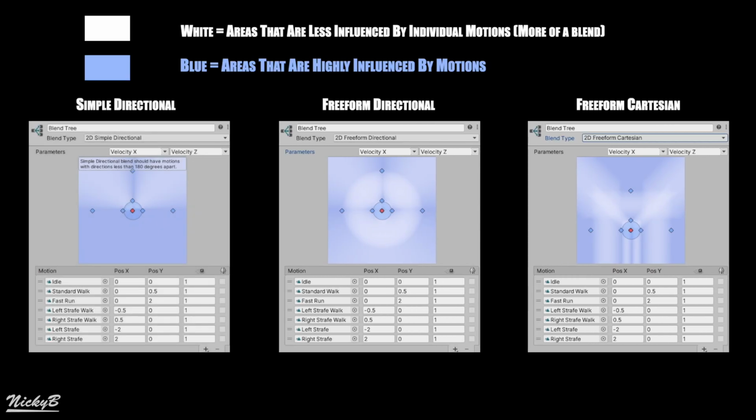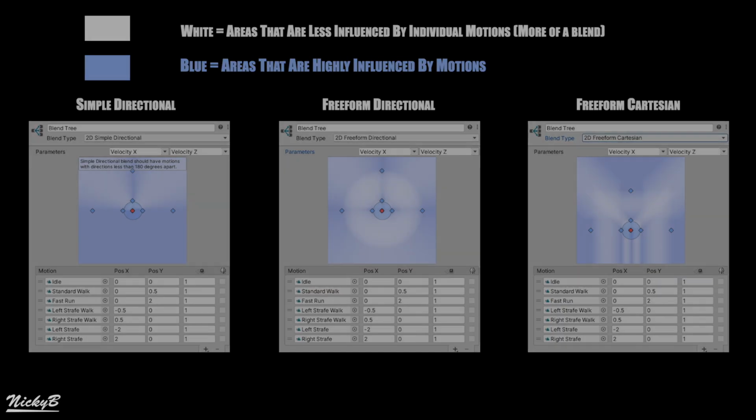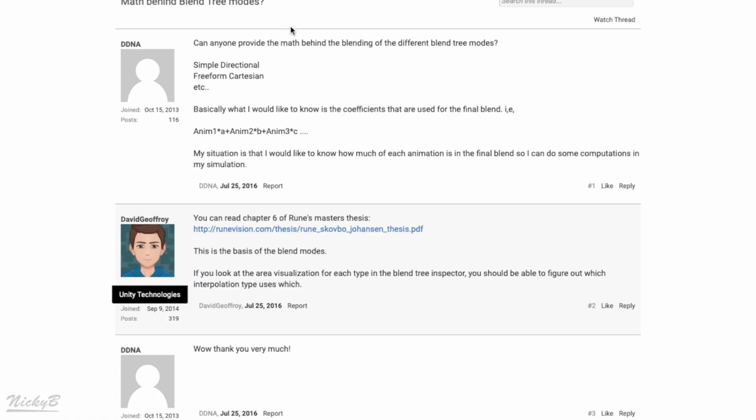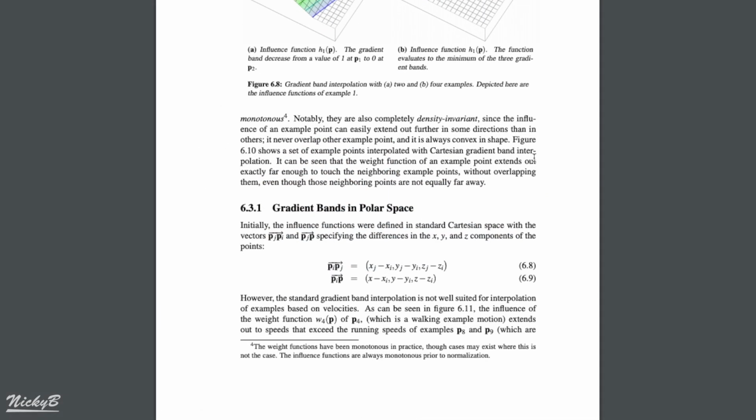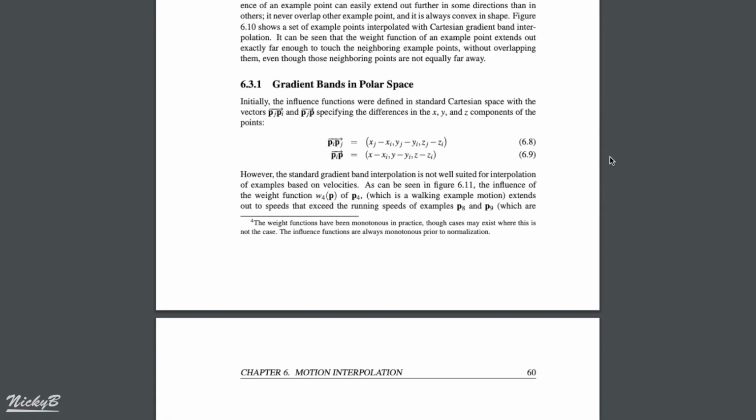The difference between all three of these blend types is how the influence of each motion is calculated. So what we're seeing on the graph is Unity's difference in calculation for each blend type. I actually found the master's thesis of the Unity employee which these two blend types are based off of. It's rather complex and truthfully well above my current knowledge and understanding.